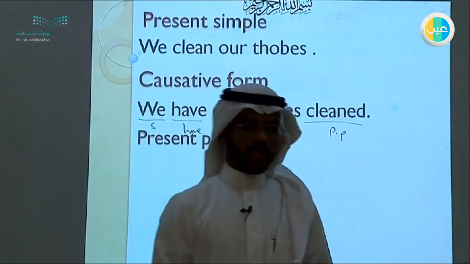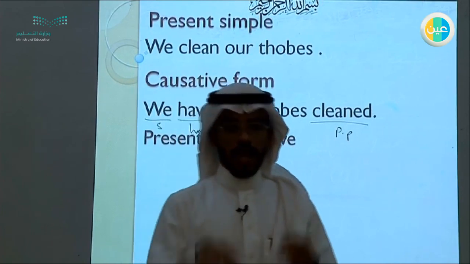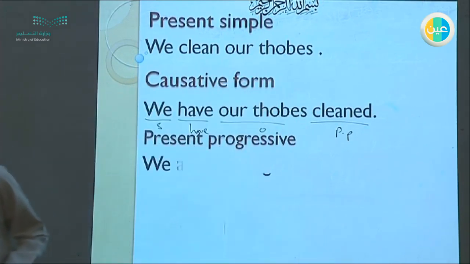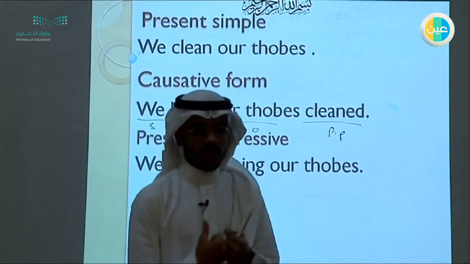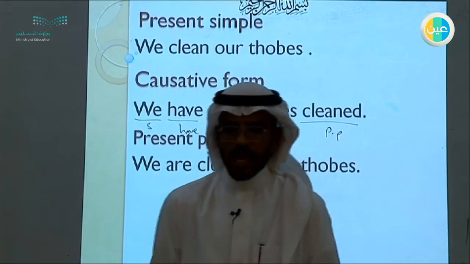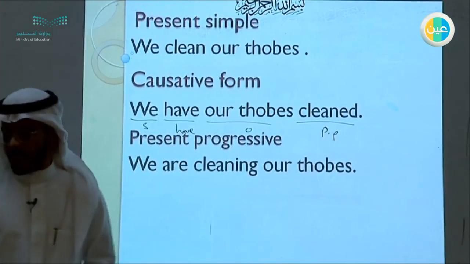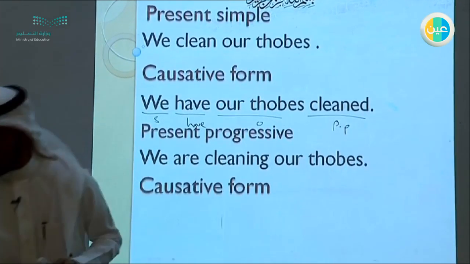The second one, present progressive. As you know, present progressive, you use it when you talk about something that is happening now, at the moment of speaking. We are cleaning our thobes. نحن نغسل الآن ملابسنا أو ثيابنا. We are cleaning our thobes. So how can I change it? Look.